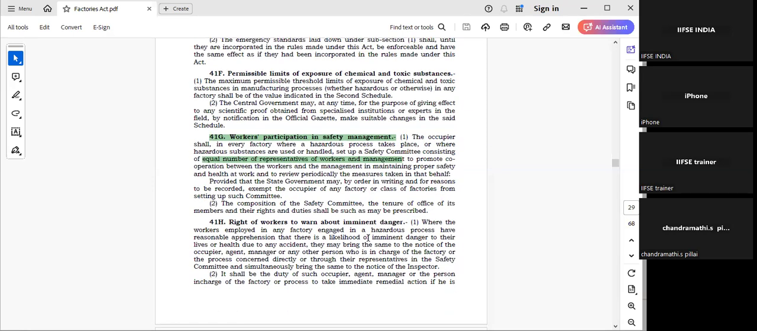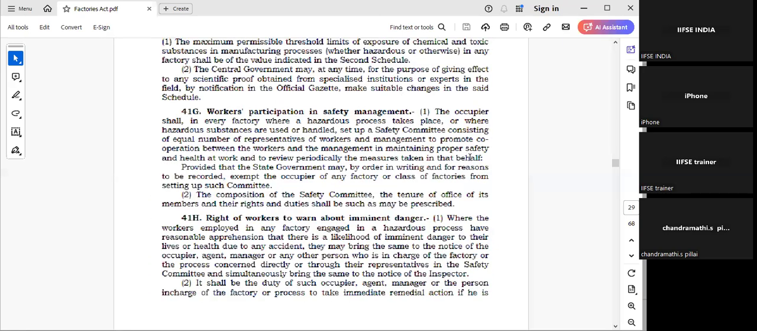So here we have stopped. Section 41G is the workers' participation in safety management. It is about the safety committee meeting.